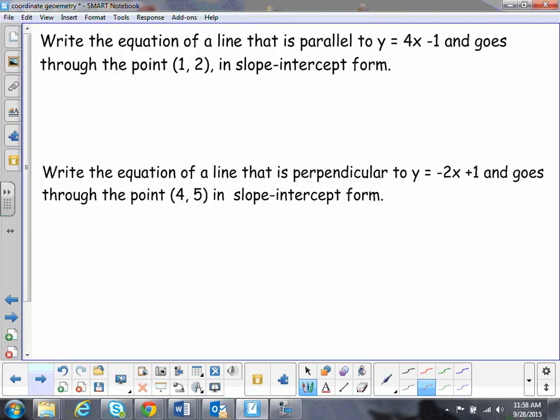You write your problem down. For this first one, while y'all are finishing up writing, it says write an equation of a line that is parallel to y equals 4x minus 1 and goes through the point (1, 2). Must be in slope-intercept form. Alright, so name one thing you know about this new line, Grace.